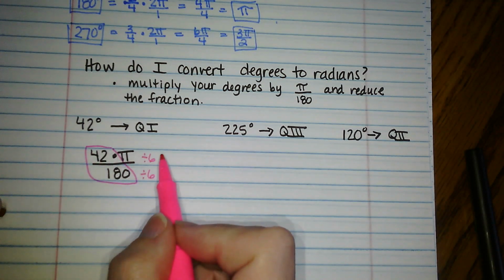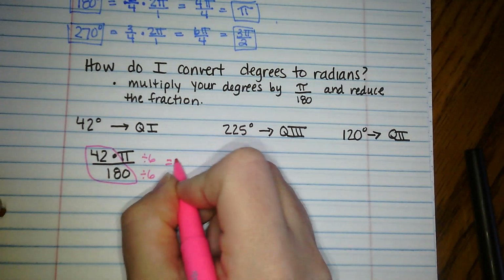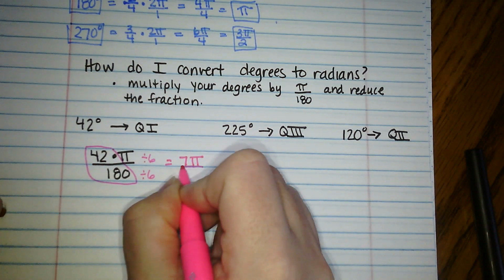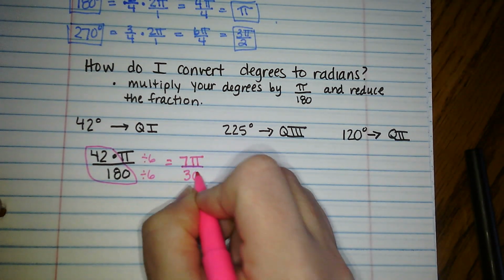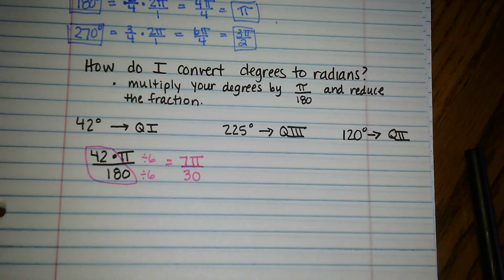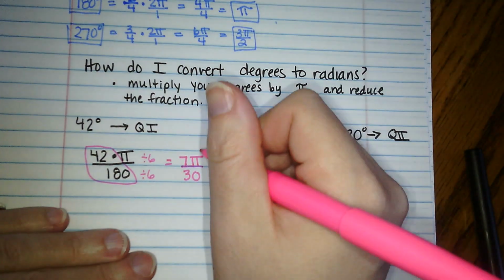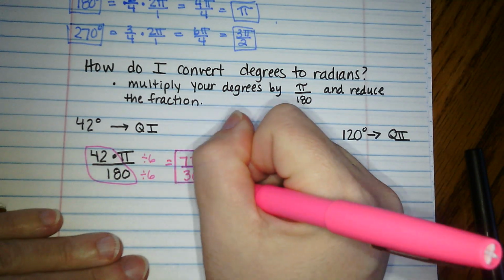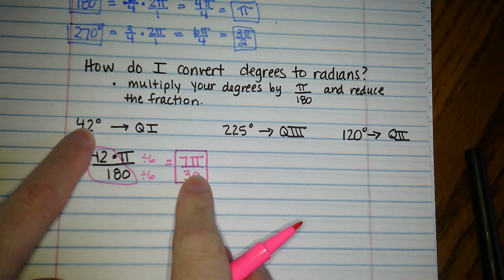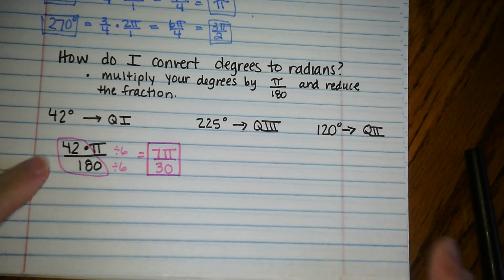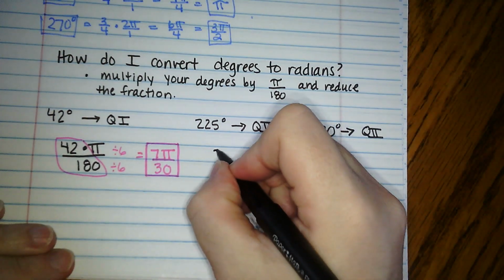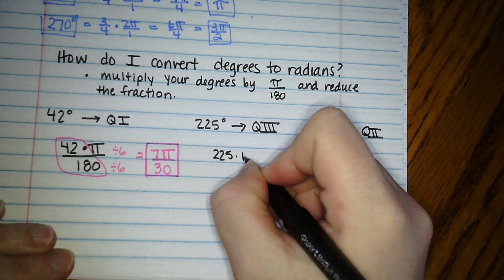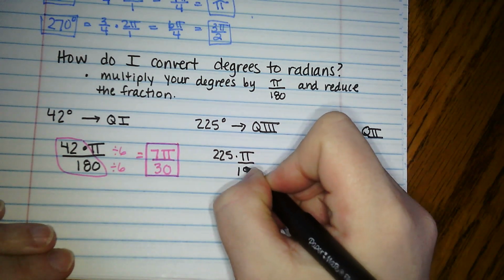So 42 divided by 6 would give me 7 pi. And then on the bottom, 180 divided by 6 would give me 30. Now, 7 and 30 don't have any common factors, so this would be the radian measure that goes with 42 degrees. For 225, I would simply take 225 and multiply by pi over 180 because that's our conversion.